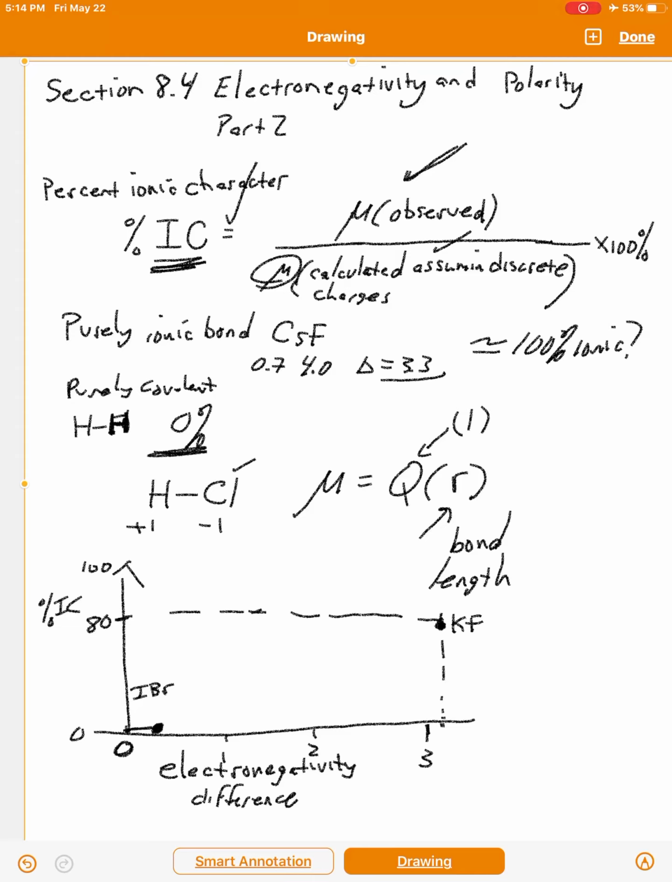It's primarily covalent. And if you look at the molecule HF, which has a difference in electronegativity of a little under 2, so here's HF, 2.1 and 4.0, that's a difference of 1.9. You end up with something that's not that far off. It's around 40%. 40% ionic and about 60% covalent.